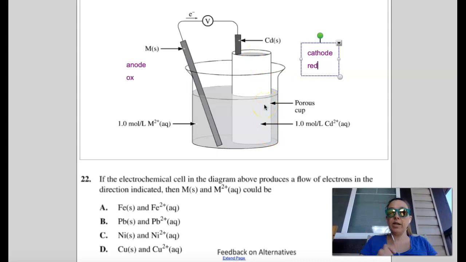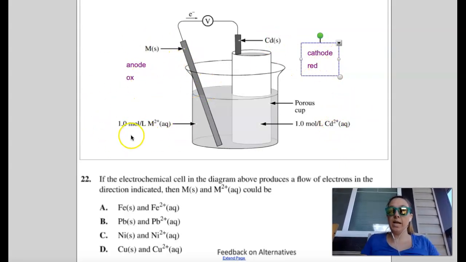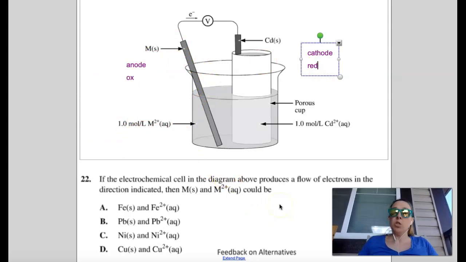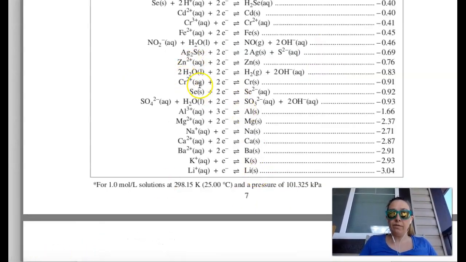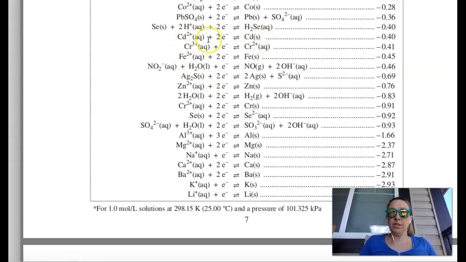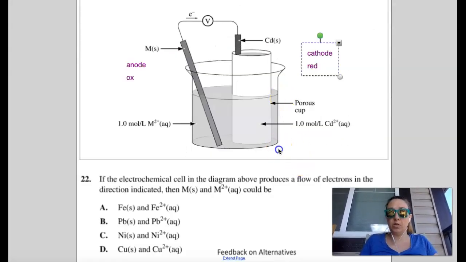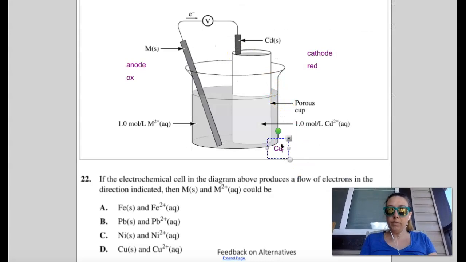I know one of my half reactions is going to have to be the cadmium with the cadmium 2 plus. And knowing that it has to be reduction is going to help me figure out what M and M2 plus are going to be. So if we find in our data booklet the cadmium undergoing reduction, right here is that half reaction. We're looking at reductions. So we have the Cd2+ plus 2 electrons turning into Cd solid.